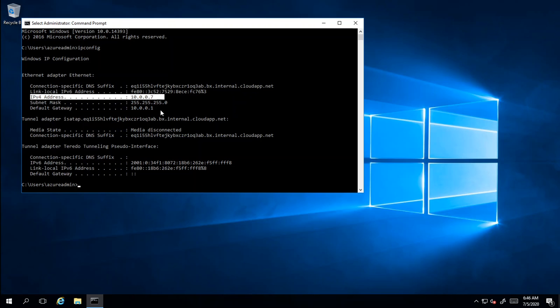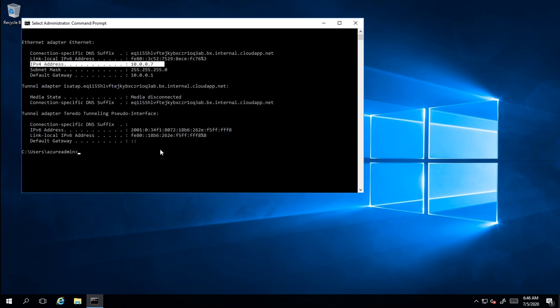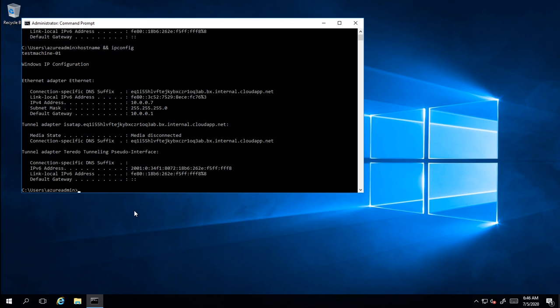10.0.0.7. And there's also another way to find your IP address along with other information, like for example your host name. You write hostname ampersand ipconfig. This is going to give us the result of our host name, which is testmachine-01, and it's also going to give us the IP address information right here.